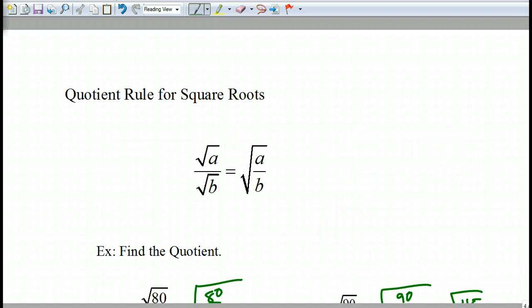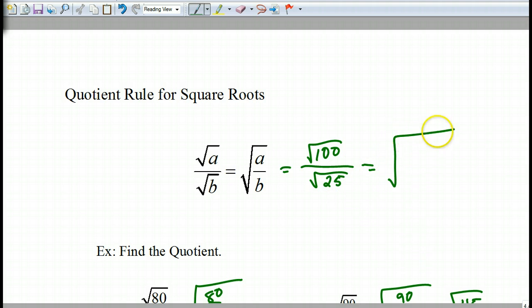Quotient rule for square roots. It's the same thing as taking 2 numbers and dividing it. So for instance, if I have, let's see here, square root of 100 over the square root of 25. That's the same thing as saying the square root of 100 divided by 25, which is the square root of 4, which happens to be 2. Okay?